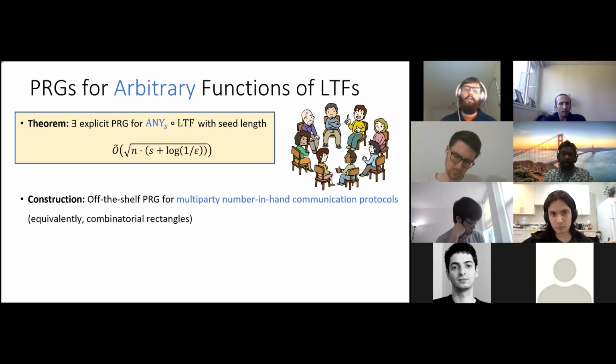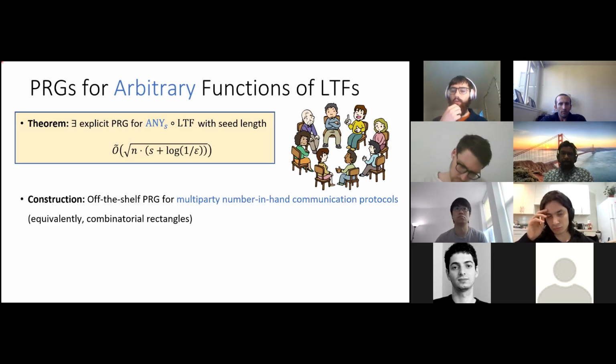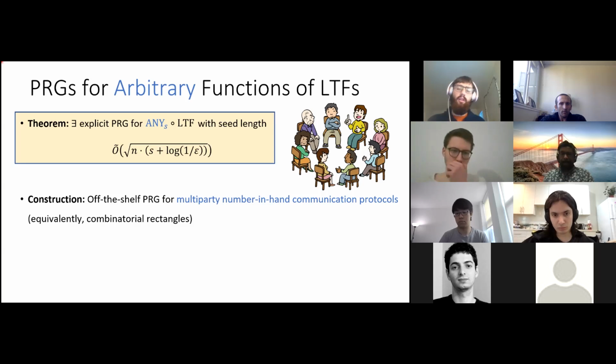So the construction is a pseudorandom generator for multi-party communication protocols, or equivalently combinatorial rectangles. And there are a lot of standard pseudorandom generators. This is pretty well studied for this topic. And we don't actually need to use the best pseudorandom generators for this model. It suffices for our purposes to just use something simple like Nissan's pseudorandom generator for space-bounded computation, if you're familiar with that.